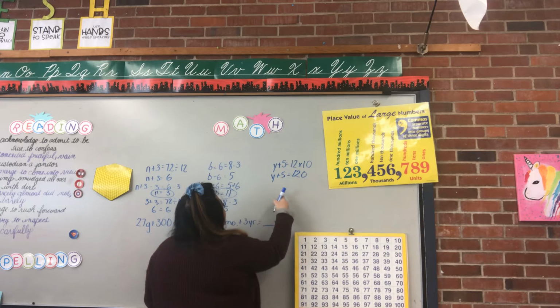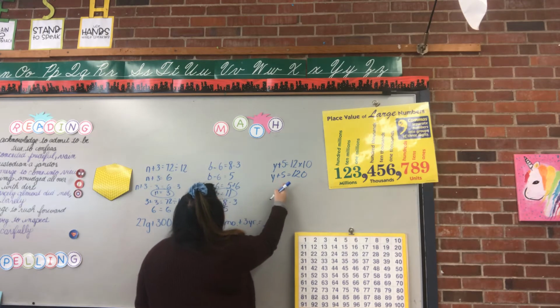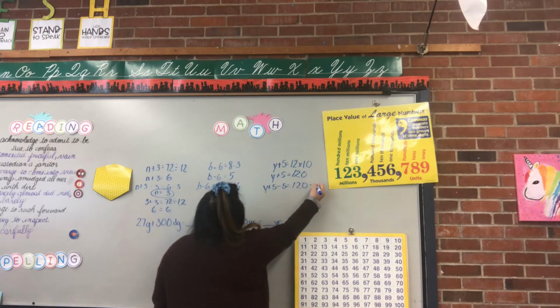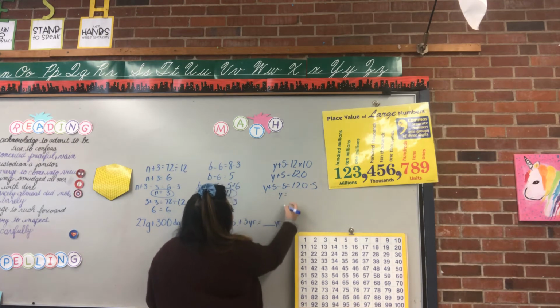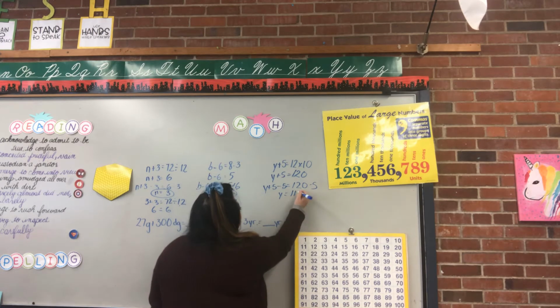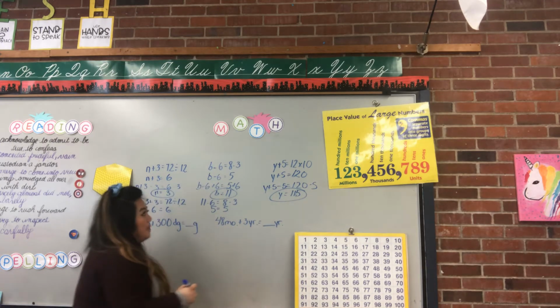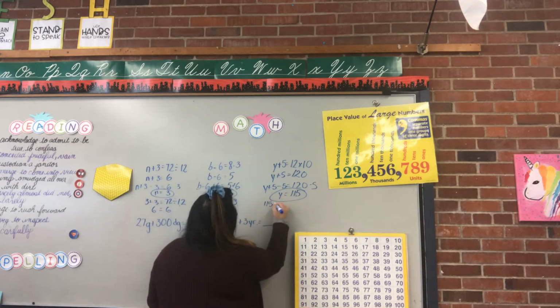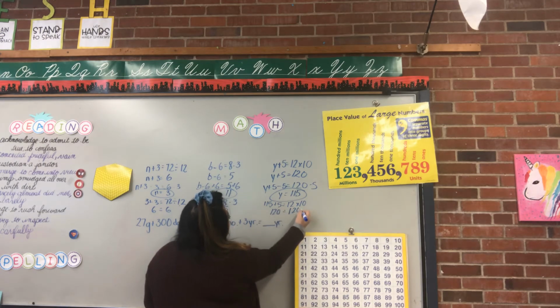Last one over here, we have y plus 5 equals 120. We have to get rid of this 5, so we're going to subtract 5. Y plus 5 minus 5 equals 120 minus 5. Y equals 115. Okay. 115. And circle that. Plug it back in. 115 plus 5 equals 12 times 10. And then 120 equals 120.